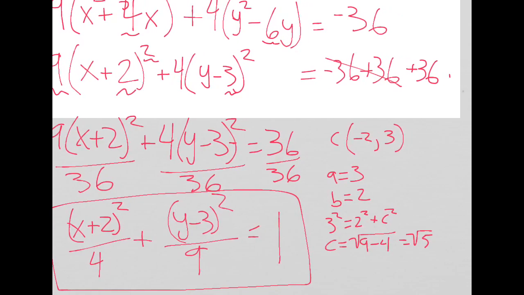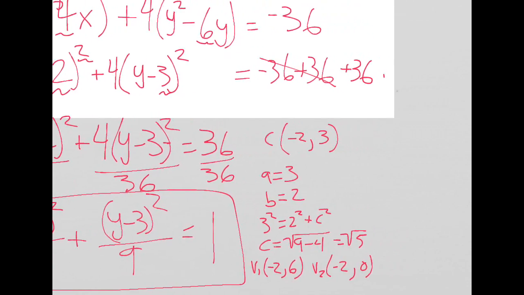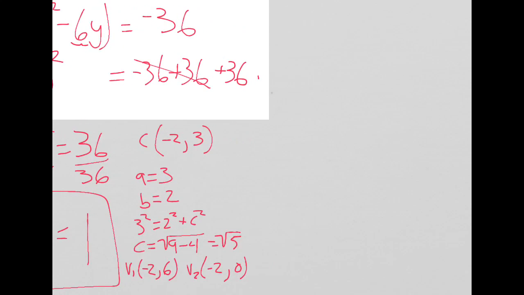So now I can do everything I did before. I can write the coordinates of the vertices. V1 is going to be at the, again, the center. It's going to have the same x value because it's a vertical ellipse. So negative 2, 3 plus my half of my major axis there, a. So 3 plus 3 is 6. My second one, V2, same x value, negative 2, but it's going to be 3 down, so again on the y-axis there.